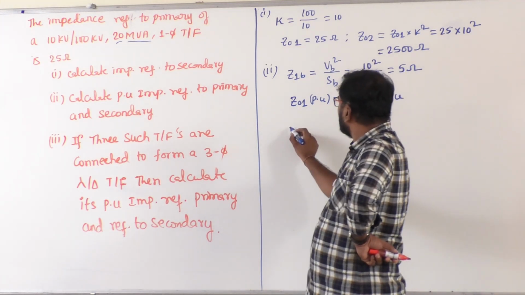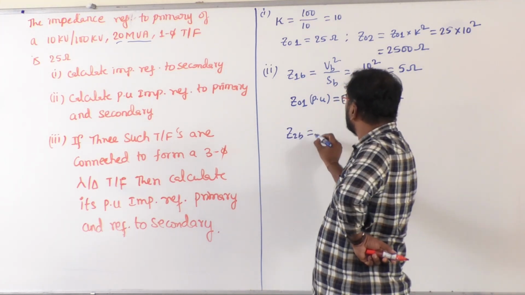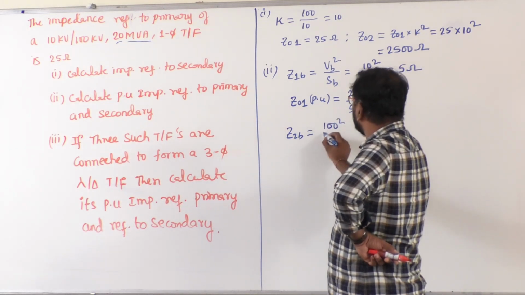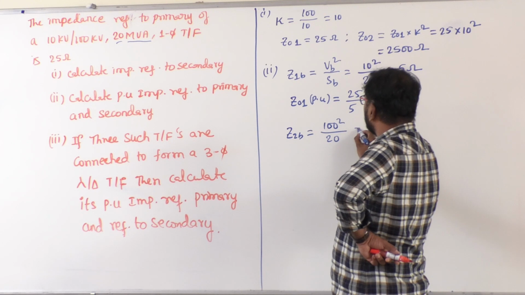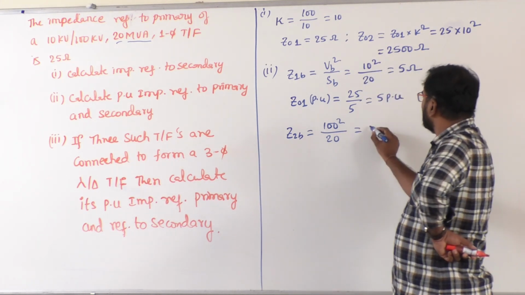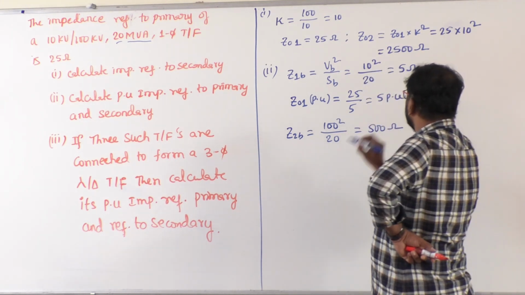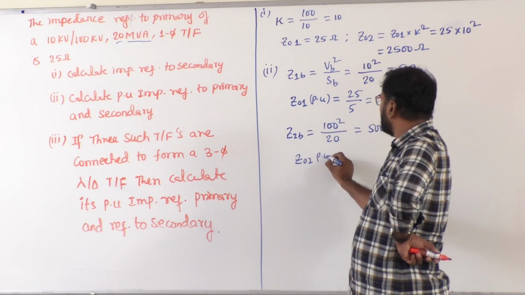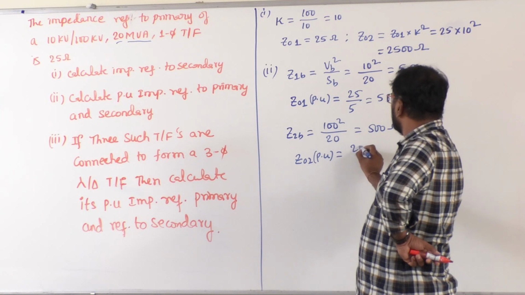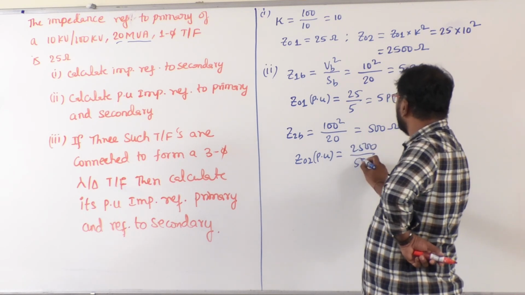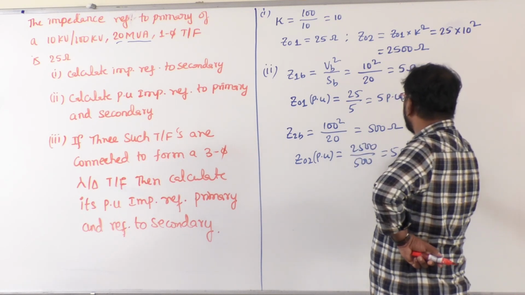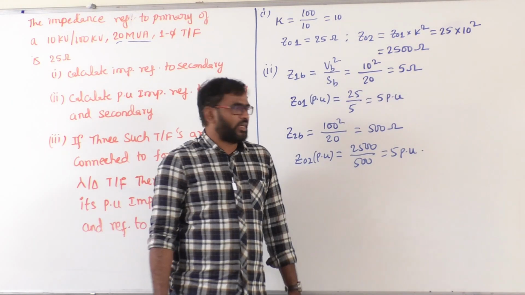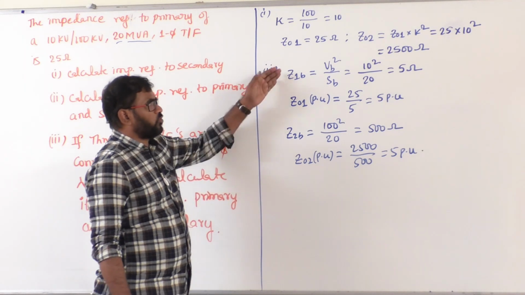Now tell me, what is Z2 base? Z2 base is V base square, that means 100 square by S base, which is 20. So we get 500 ohms. If that is the case, what is Z02 per unit? 2500 by 500. So what do I get now? Again 5 per unit. So impedance referred to primary and impedance referred to secondary of a single phase transformer is always the same.